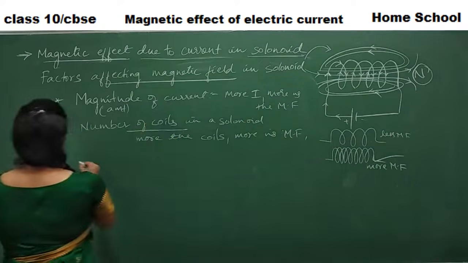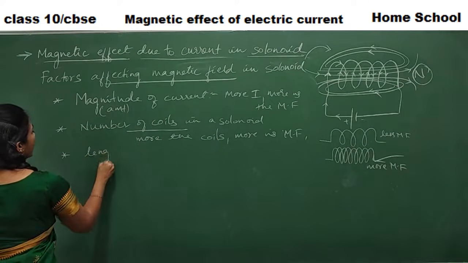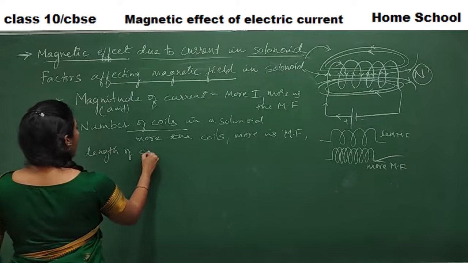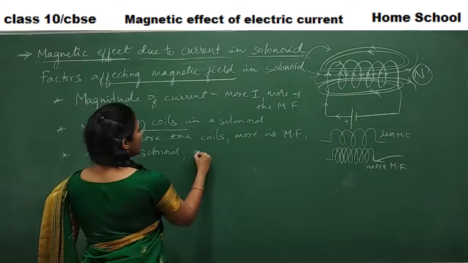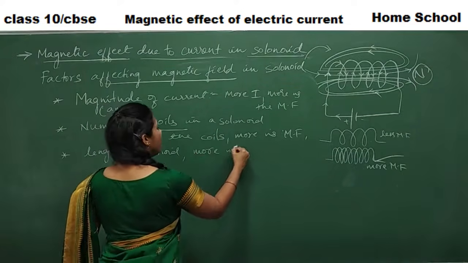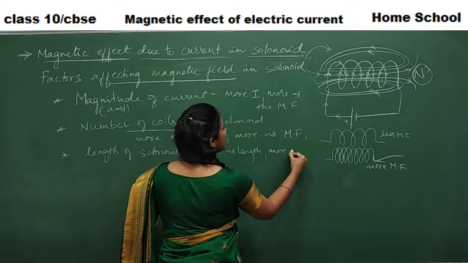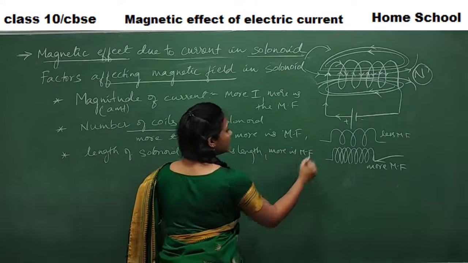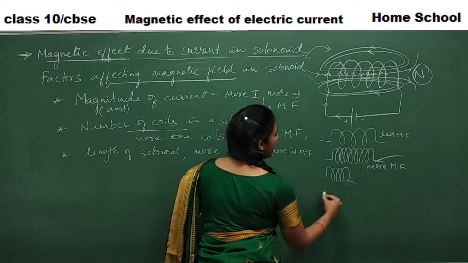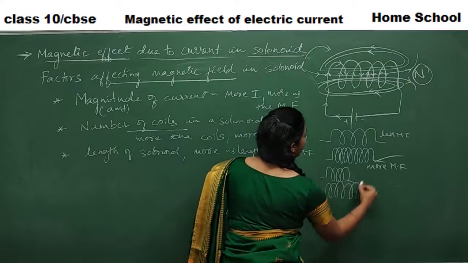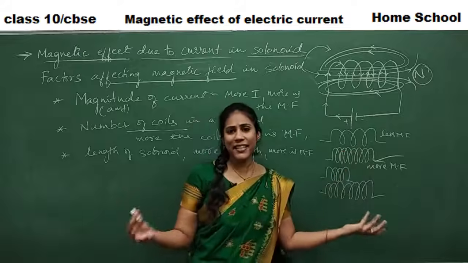And the third factor which you have to remember is the length of the solenoid. Length of solenoid, guys. So more the length of a solenoid, more is the magnetic effect. More the length, more is the magnetic effect. Say for example, this is one solenoid, this is another solenoid. Automatically when the length of a solenoid increases, the number of coils increases, no?